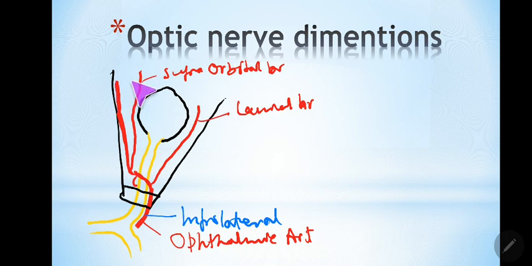The ophthalmic artery divides into two branches, the angular and the supratrochlear. This is the supratrochlear, and this is the angular branch, and between them it gives two more branches: the anterior ethmoidal and posterior ethmoidal branches.